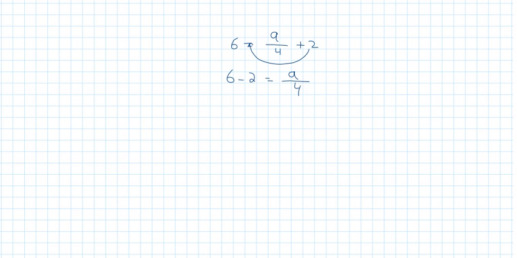So I have 4 equals A over 4. How do I get rid of that over 4? Multiply by 4. So bring it over as a multiplication, and it's going to be 4 times 4, which is 16.